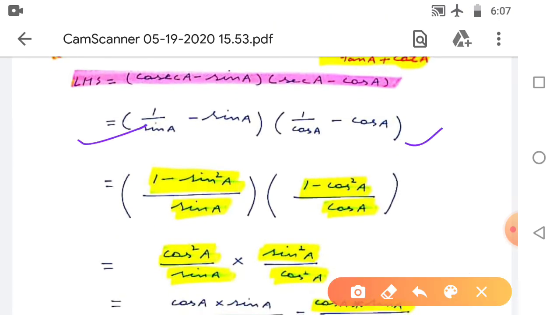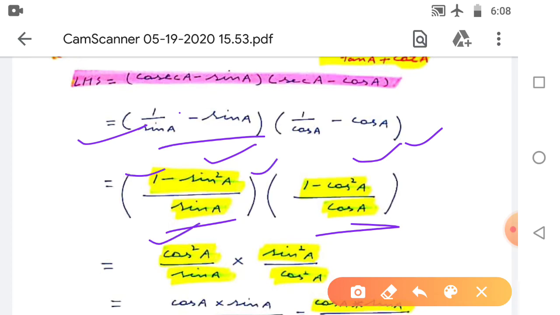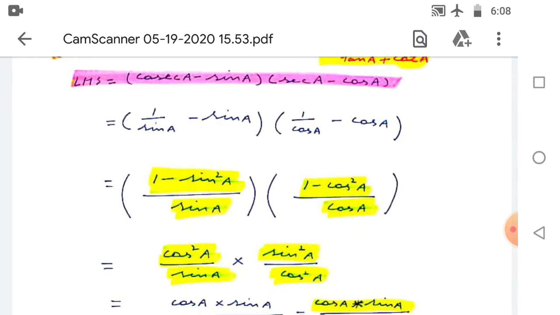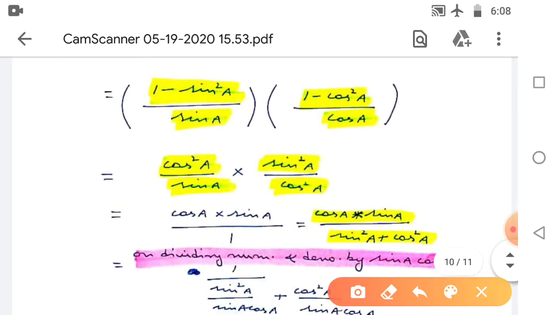We cannot do anything else, we have to take the LCM. Okay, so take the LCM as sin A. So it becomes 1 minus sin square A in the numerator, and here again 1 minus cos square A in the numerator, and this is cos A. So finally 1 minus sin square A is equal to cos square A, and this sin A is as it is, and here 1 minus cos square A is equal to sin square A, and this cos A is as it is. Clear? And this is cancelled here, and we have finally cos A into sin A. We are left with cos A into sin A.